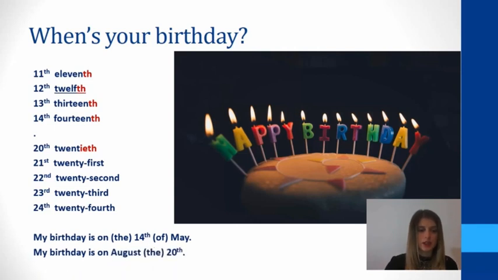Još jedan način da pročitamo datum jeste da prvo kažemo mjesec, a onda dan. My birthday is on August the 20th. Onda nemamo ovo of. My birthday is on August the 20th.